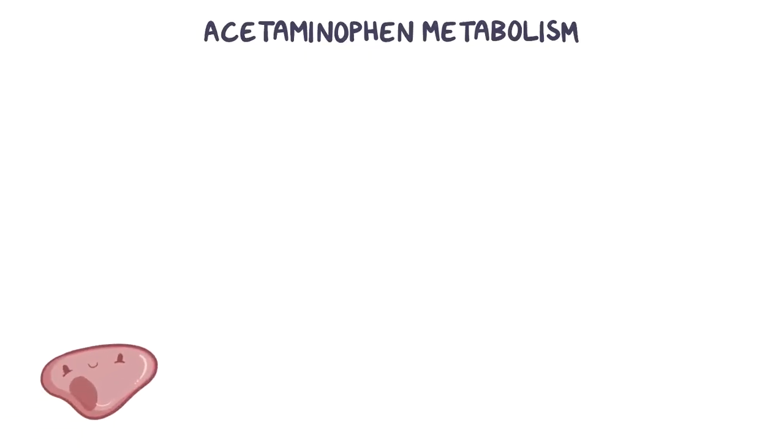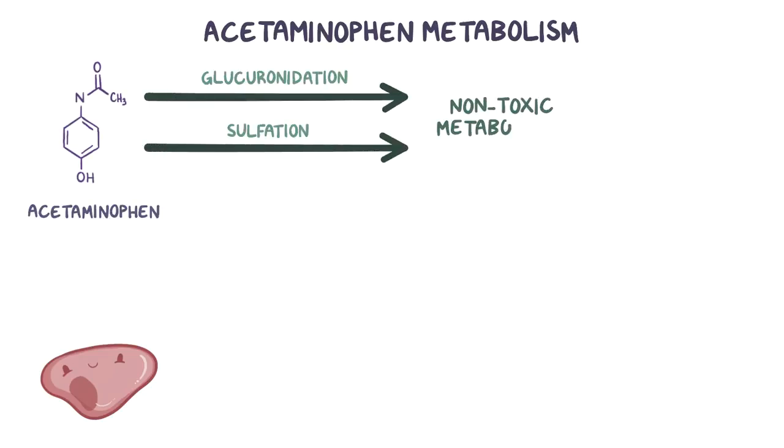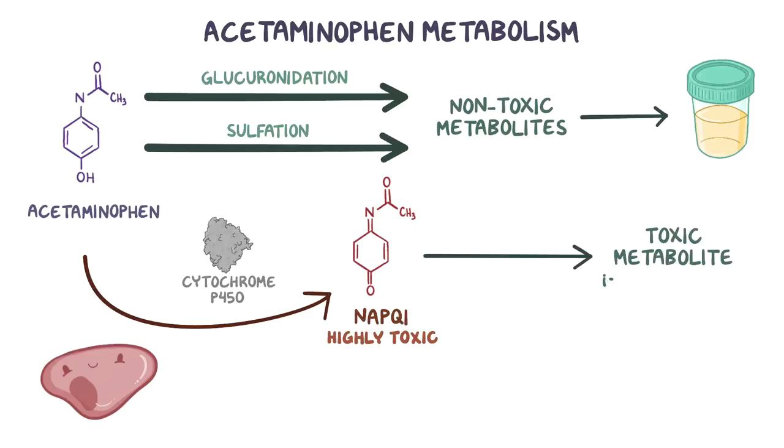Alright, let's move on to the metabolism of acetaminophen, which is done by hepatocytes in the liver. Hepatocytes mainly metabolize acetaminophen by glucuronidation and sulfation into non-toxic metabolites, which are then excreted in the urine. But a small amount of acetaminophen is also metabolized by cytochrome P450 enzymes to a highly toxic metabolite, N-acetyl-p-benzoquinone imine, or NAPQI. Normally, this toxic metabolite is inactivated by an antioxidant called glutathione.